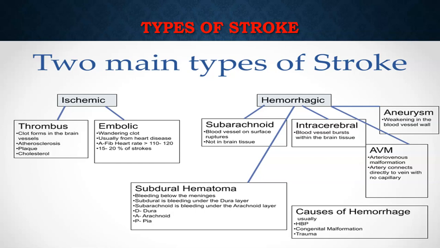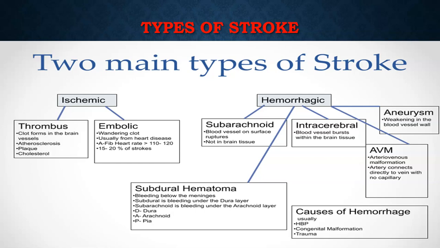Subarachnoid is a blood vessel on the surface. It's not in the brain, but it is on the surface of the brain. Now, if it ruptures, it's going to spill the blood on top and compress the tissue. It's going to decrease the blood supply, and there'll be brain damage because of that. So that's subarachnoid. The other one is an intracerebral stroke, which is a blood vessel bursting inside the brain. Okay, intracerebral is the rupture of a vessel within the brain.